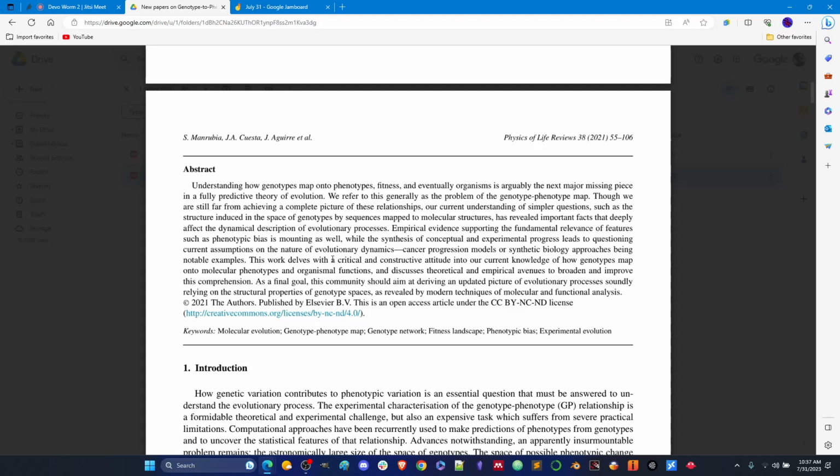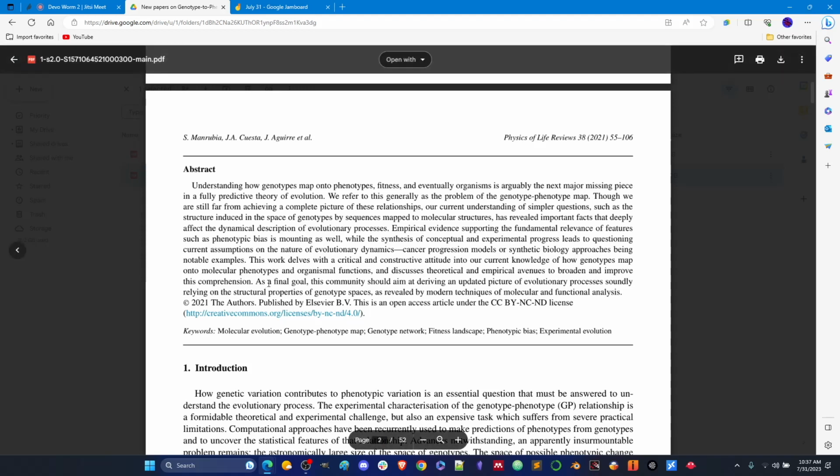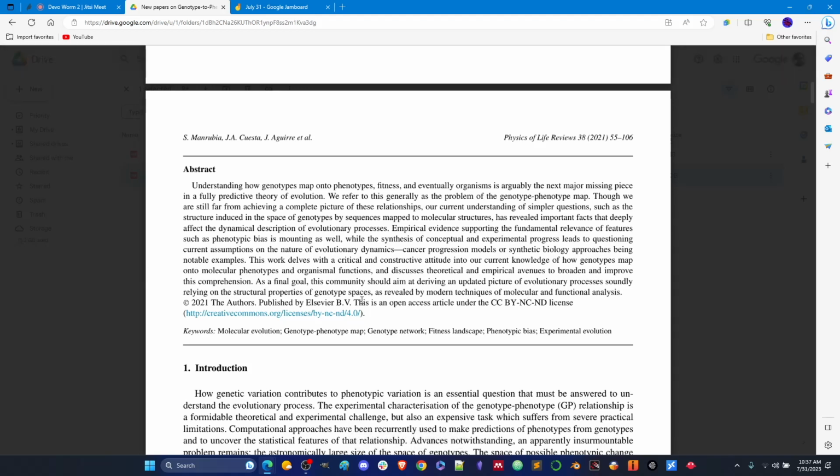This work delves in with a critical and constructive attitude into our current knowledge of how genotypes map onto molecular phenotypes and organismal functions, and discusses theoretical and empirical avenues to broaden and improve this comprehension. As a final goal, this community should aim at deriving an updated picture of evolutionary processes, soundly relying on the structural properties of genotype spaces as revealed by modern techniques of molecular and functional analysis.